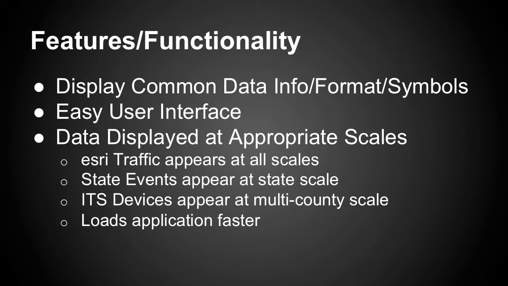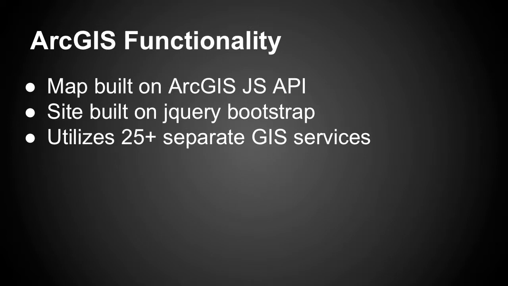So HERE traffic appears at all the scales because it has fewer events, and it's one service, which helps the application load faster. Then your state events appear as you zoom into the state scale, along with other ITS devices. Once you zoom further in to the multi-county scale, ITS devices such as cameras and variable or digital message signs appear, which just makes the application load that much faster.